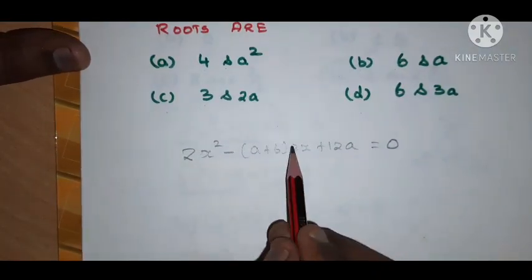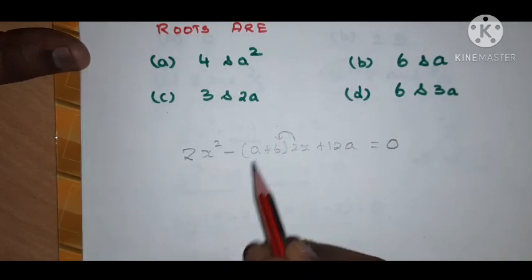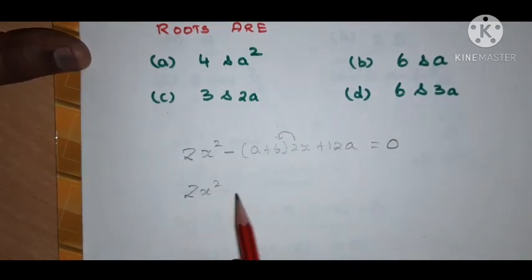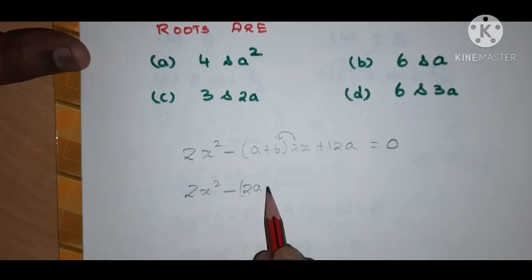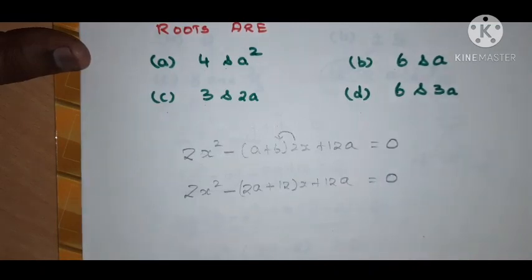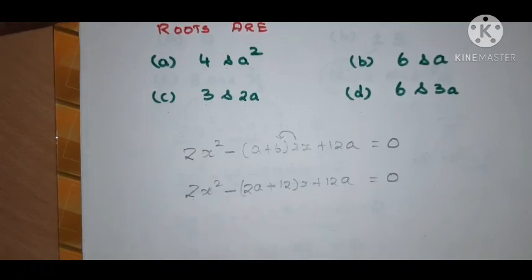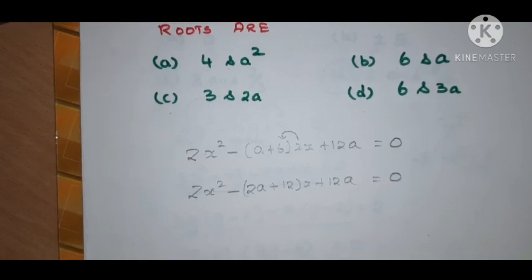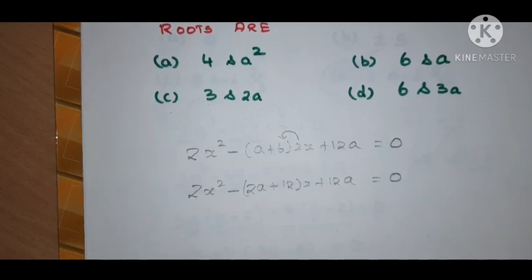Now look at this expression. I'm bringing 2 alone inside this bracket. So 2x squared minus (2a plus 6 into 2, that is 12) into x plus 12a is equal to 0. We got a perfect expression, 2x squared minus (2a plus 12) into x plus 12a. Now by the regular factorization method we can do it, but it is very simple. They themselves have directly given the way to find the answer.